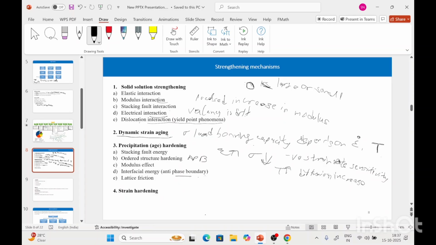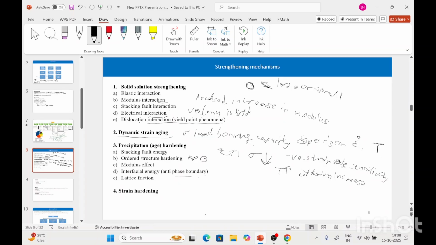Next is the interfacial energy. The antiphase boundary owns some interfacial energy near that region, so that will locally increase the strength at that point. So overall the strength will be higher due to the antiphase boundary. Then the lattice friction: the precipitate lattice friction with the aluminum matrix will result in hardening.